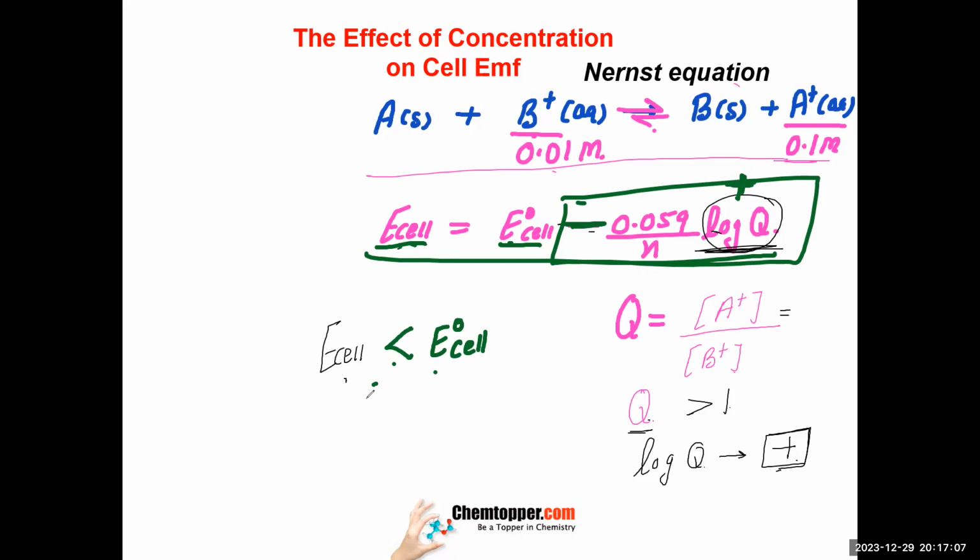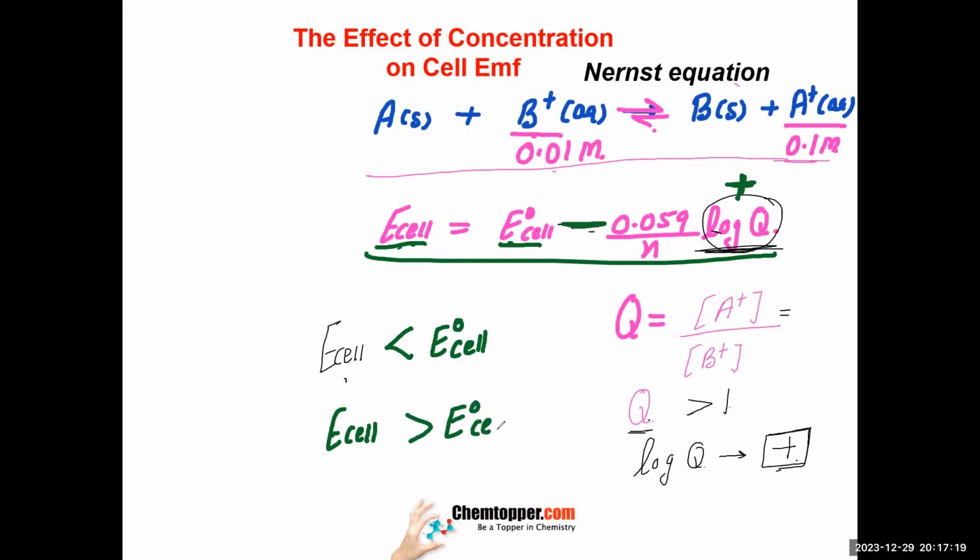If I want to answer this question: if I want to make E cell greater than E naught cell, what should I do? If I want to increase my E cell, because E cell is the cell potential, you want your battery to give you more potential, right?